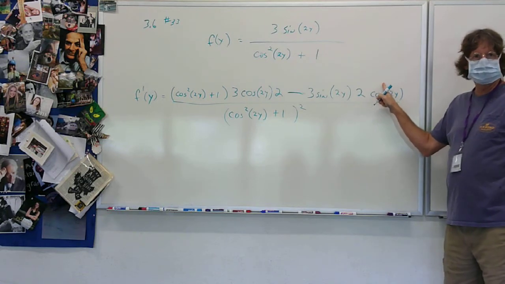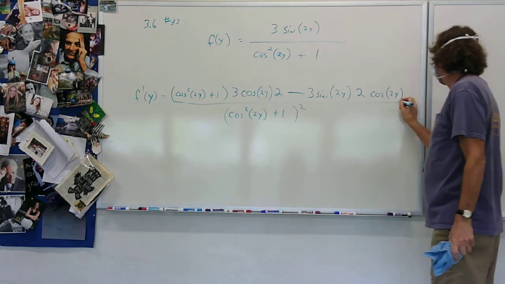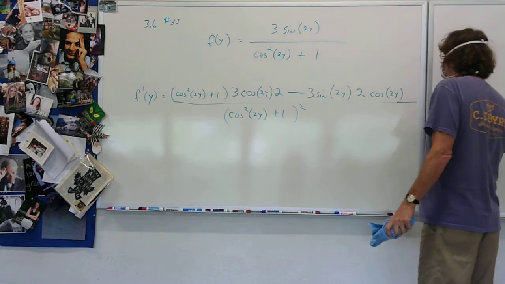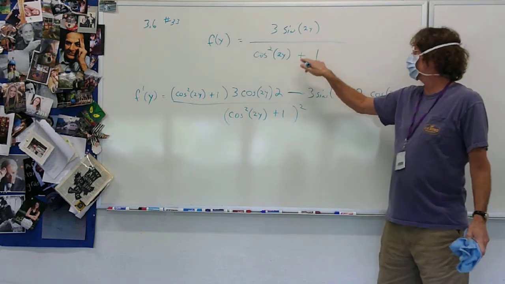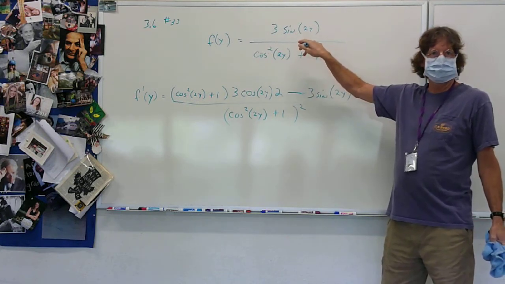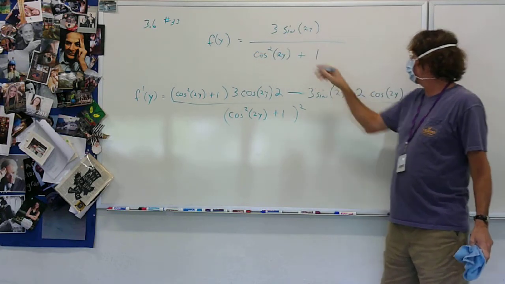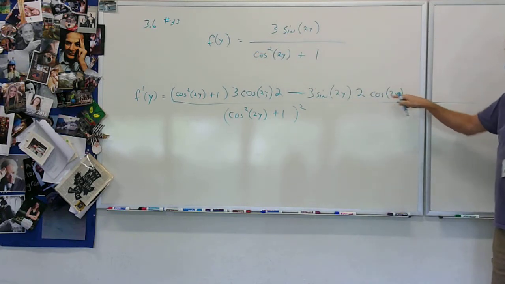That leaves a 1. But then you've got to realize that that cosine 2y was really in one set of parentheses with a square above it, right? So you brought the 2 down, you wrote it down, then you have to take the derivative of that cosine 2y.